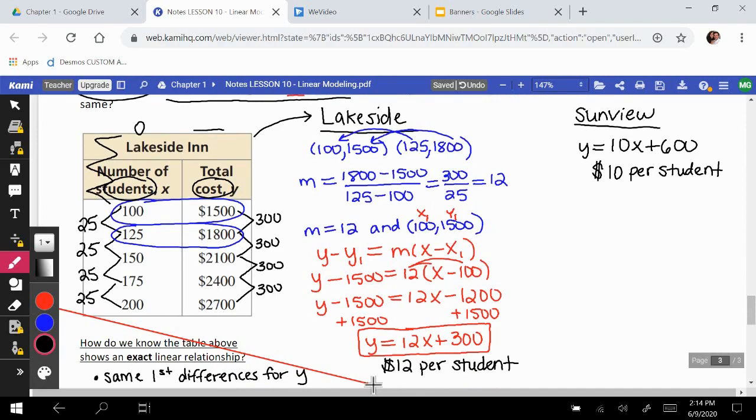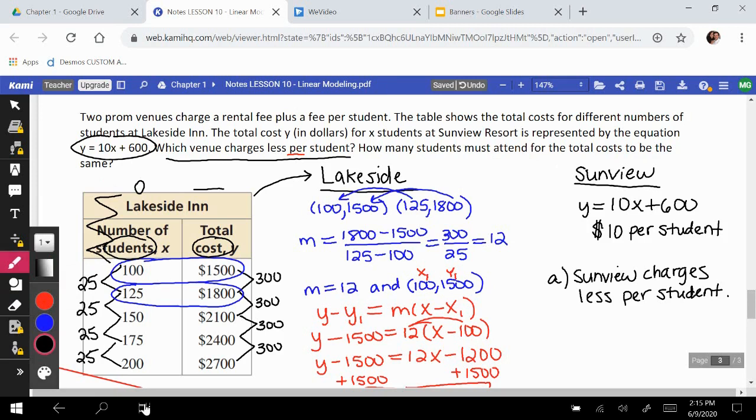Okay, so which venue charges less? For part A, I would say that Sunview charges less per student.